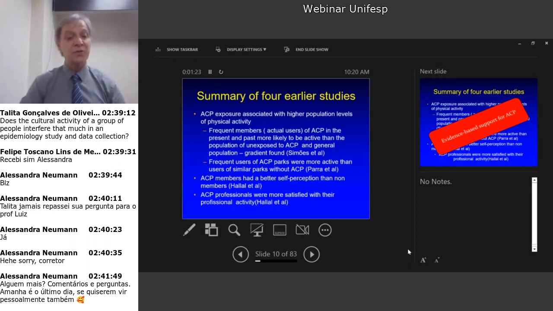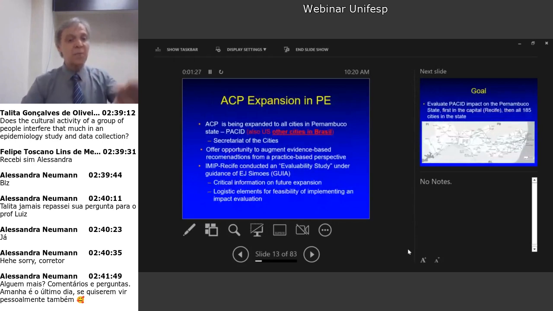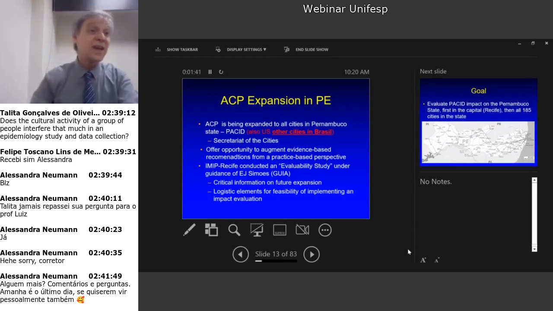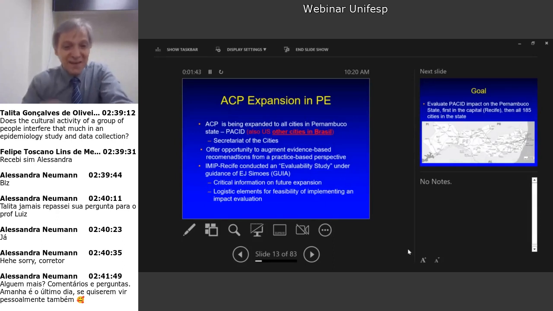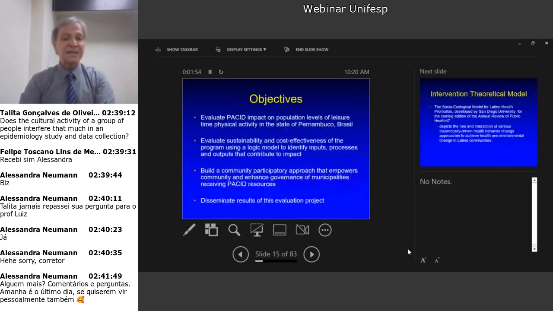So that's the way to do it. We design it as a rollout. They didn't accept it totally. They accepted it partially. So basically, the program is being expanded to all cities in the state of Pernambuco over a 3-year period. In fact, later on, it took nearly 8 years for them to roll out. When they said 3 years, I told them 5. It took 8 years to roll out the whole program. It offers an opportunity to augment the evidence by doing a rollout design. We had some prior work. So here's the state. Here's the program called PACID.